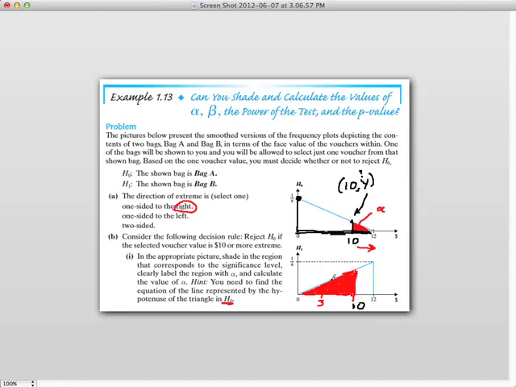And so what I need to do now is find the area of this red triangle right here. Okay, so let's go back over here to our drawing. Actually, let's go ahead and get a fresh one. Let me make a new one here for you.